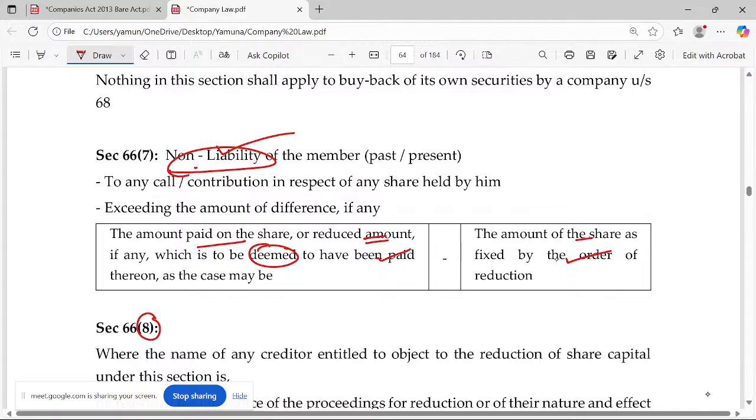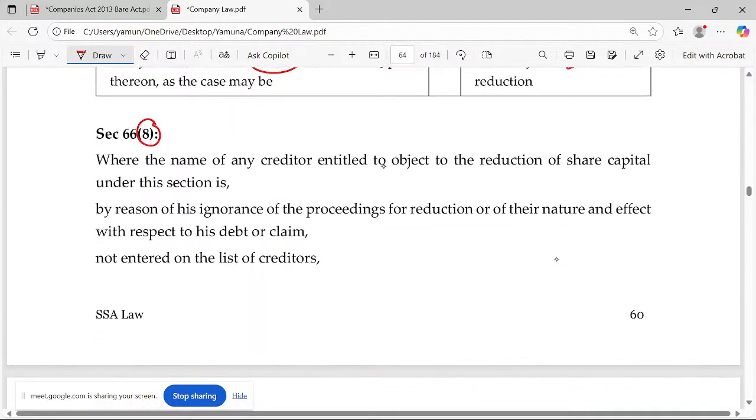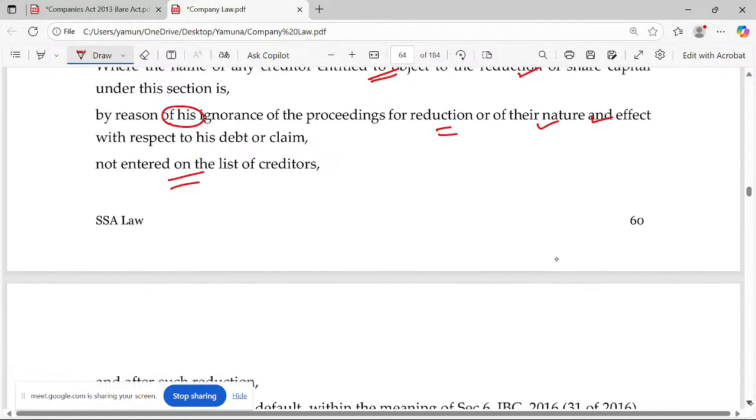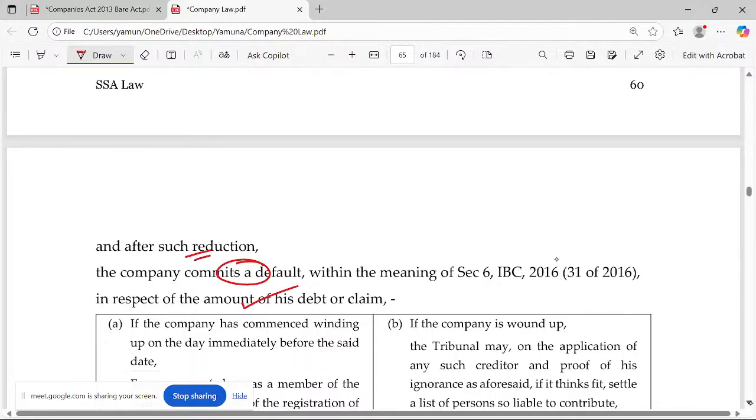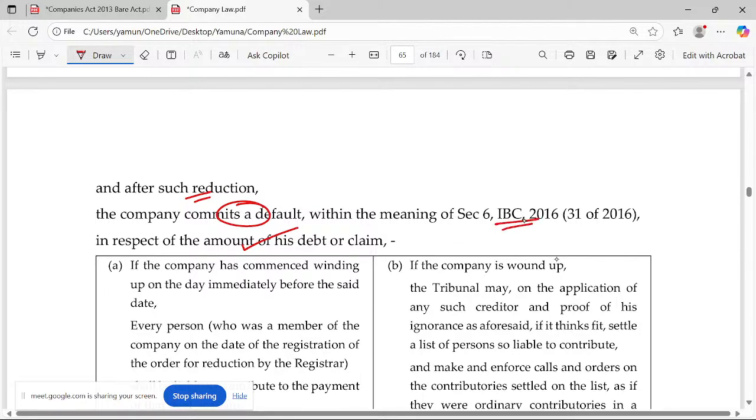With respect to subsection 8, in case any creditor makes a representation objecting to the reduction of share capital, by reason of his ignorance or the nature of the reduction, and his name is not entered on the list of creditors. Actually, we make a list of creditors who are eligible for this. And after such reduction, if the company commits a default, then with respect to this amount, he will be penalized. This is covered under the Insolvency and Bankruptcy Code, not under the Companies Act. Most of the provisions are covered there.